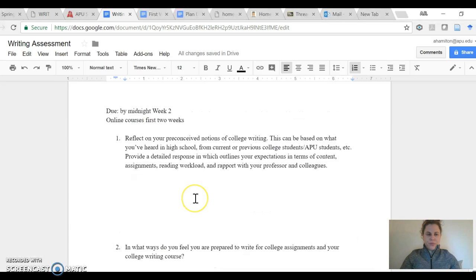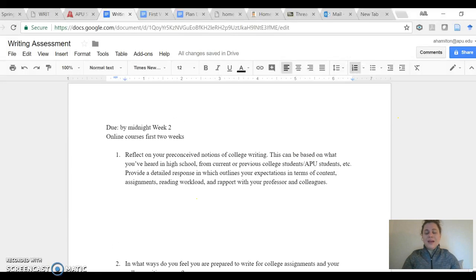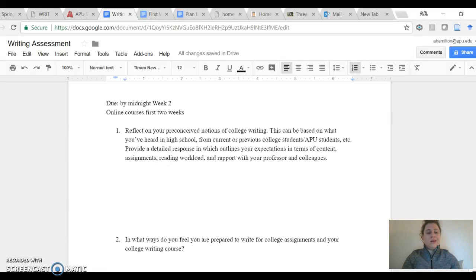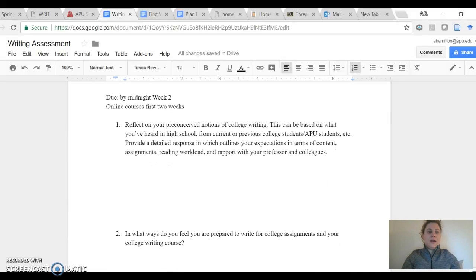Okay, and so the last thing I want to go over with you guys is the writing assessment. This is due week 3. Take your time on this. This is really important because it feeds into my planning for the class. APU really emphasizes that it's important that each of the labs is catered towards each of the students, the group of students. So this is my chance to get to know you as a student, understand you as a writer. So do your best to help me understand that.